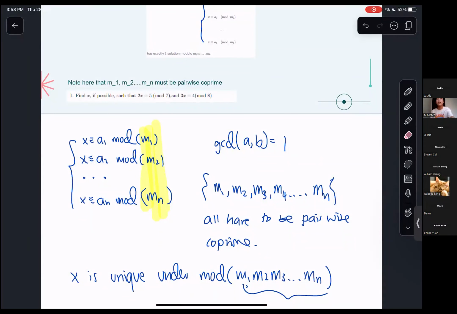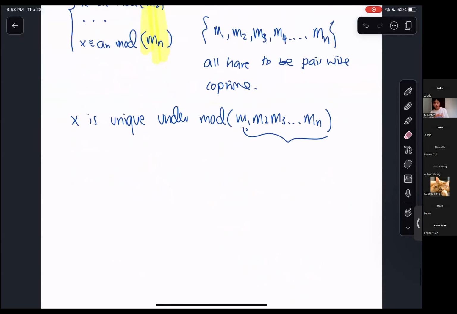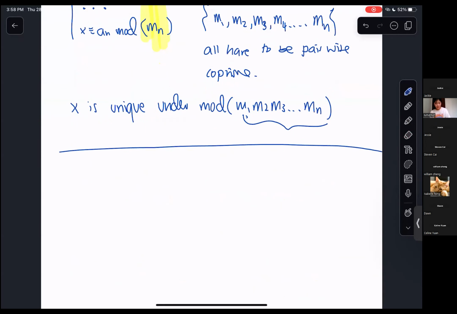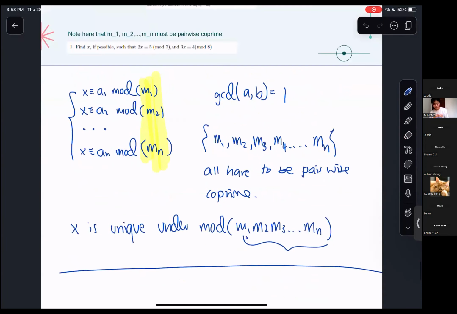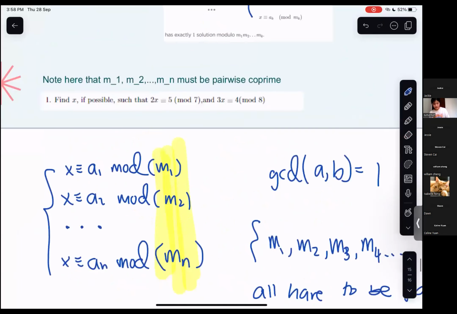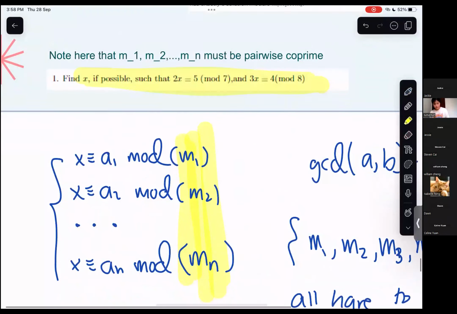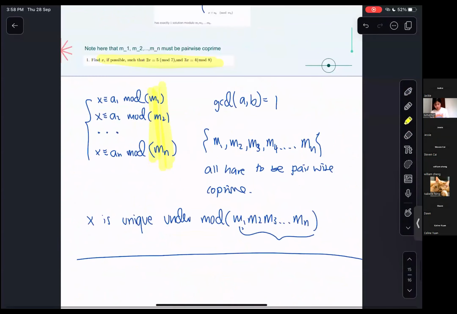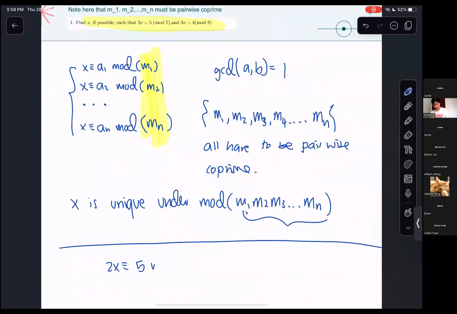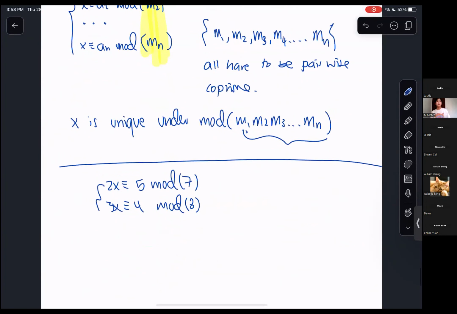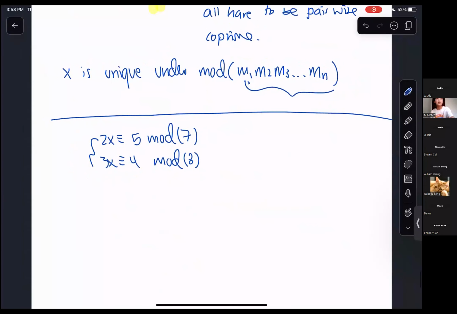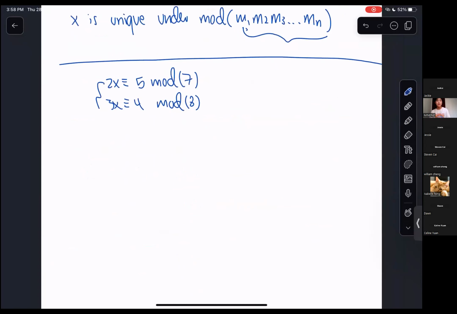Okay, let's try a question really quick. So say we have the problem here, right? x. We have 2x congruent to 5 mod 7, 3x congruent to 4 mod 8. Because we're a little bit short on time, we'll just run through this together, right? Okay, so how can we consider this?